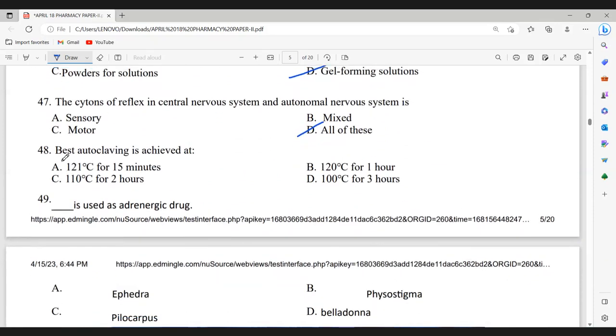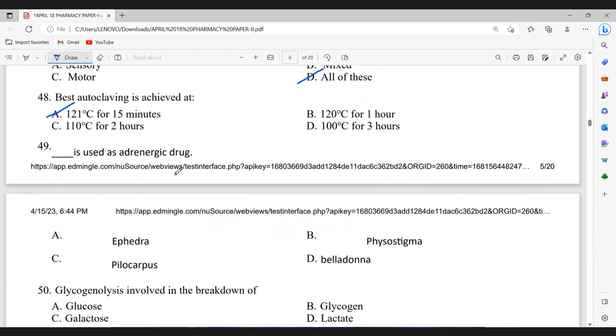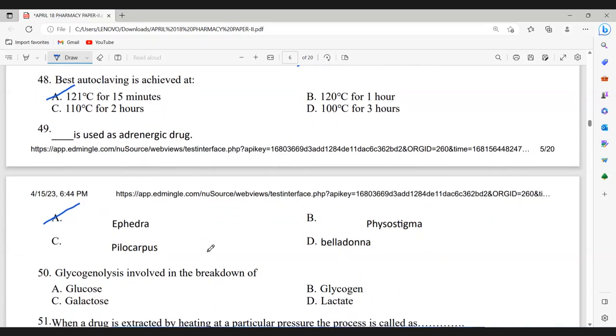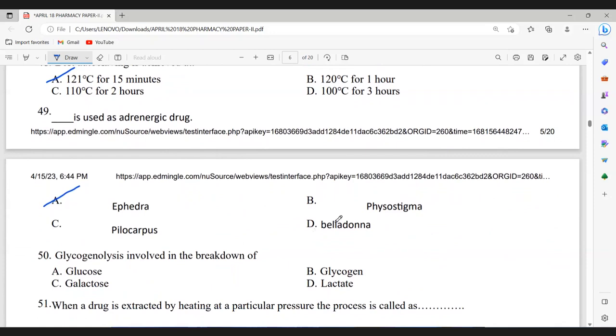Then 48, best autoclaving is achieved at 121 degrees Celsius for 15 minutes. Then dash is used as adrenergic drug. Ephedra is used as adrenergic drug. Physostigmine, what kind of category does it belong to? Physostigmine.